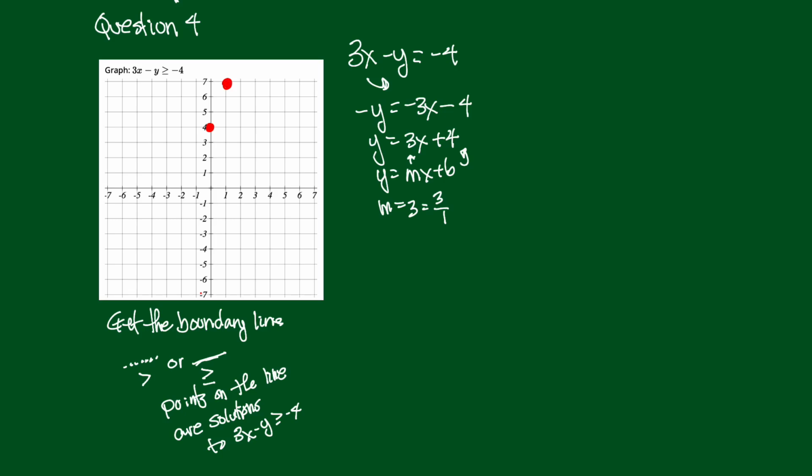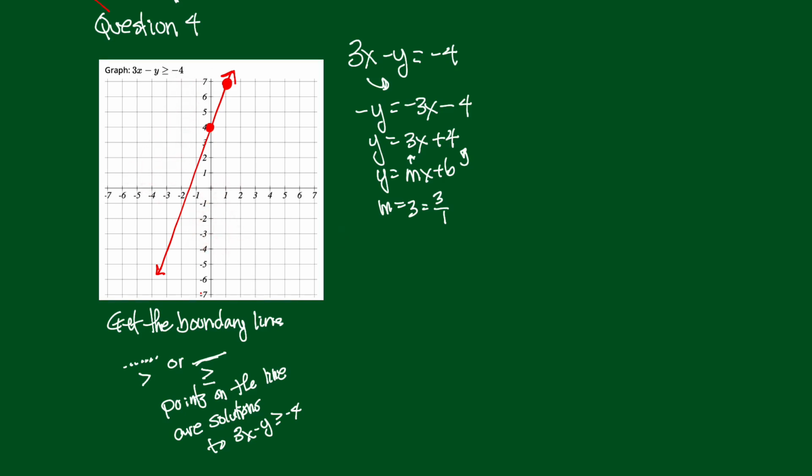Now, as best you can, pass a solid line through those 2 points. So I've done the best I can there. I'm going to draw arrowheads to show that the line continues on. And now we have to decide on which side of the line are the solutions. Are the solutions in this region above the line or in this region below the line?